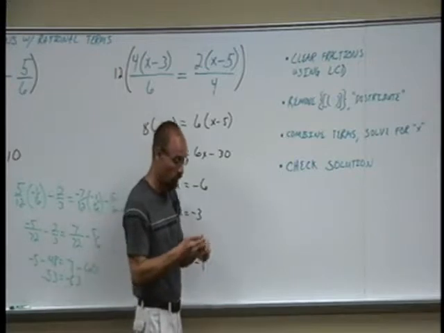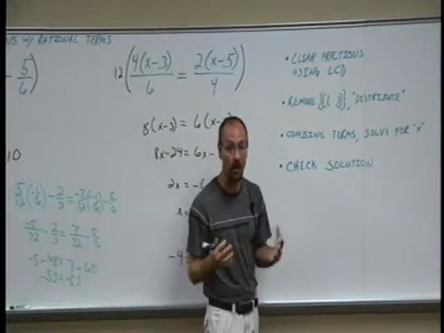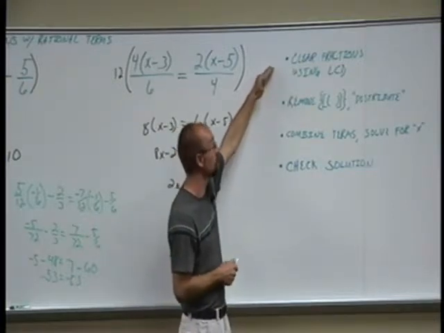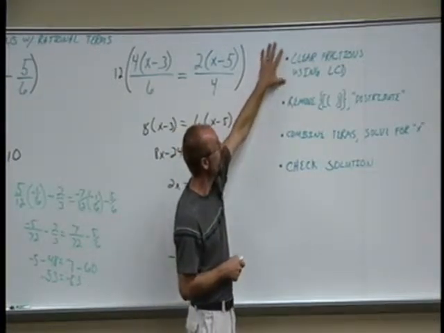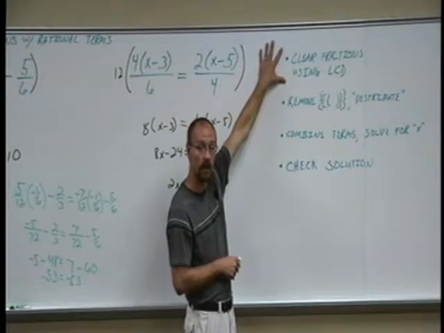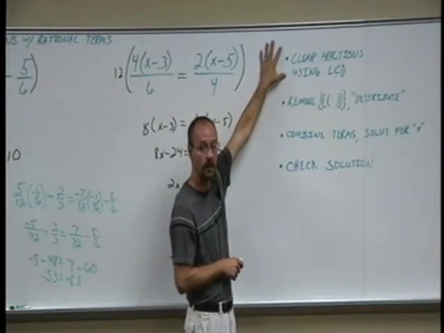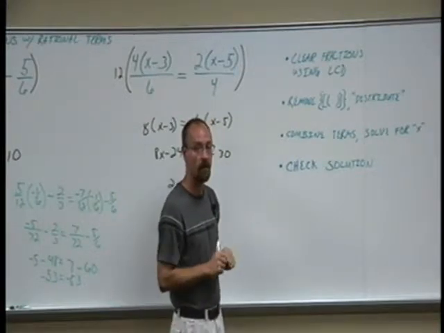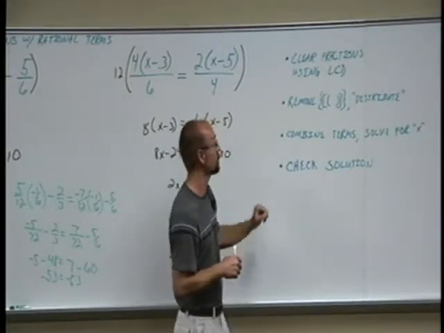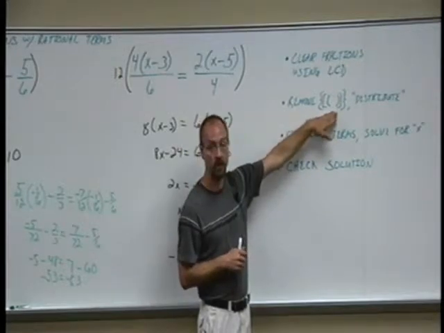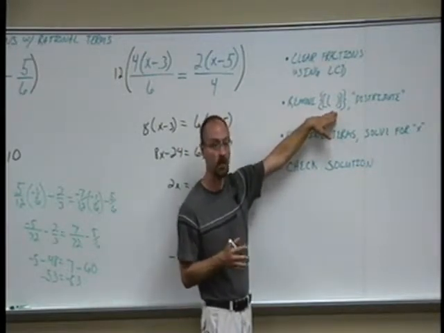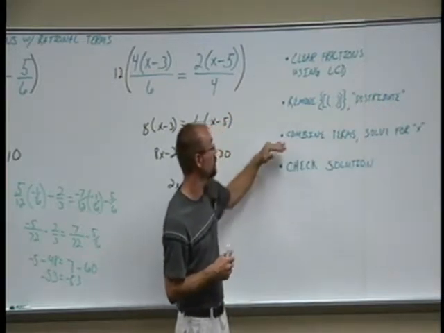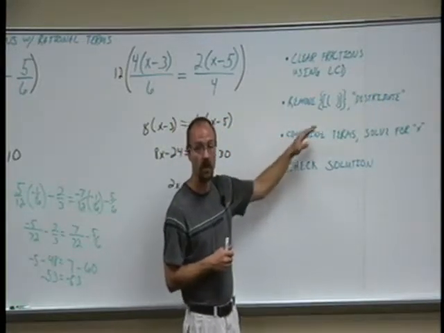So let's review the tools that we use to solve these equations containing rational terms or rational expressions. The first thing we want to do is clear those fractions using the LCD. Determine what your LCD is, multiply all the terms by it, and now we have something without any fractions. We can remove any grouping symbols, whether they be braces or brackets or parentheses, by distribution using the distributive property to eliminate those. We can combine any terms and solve for x.